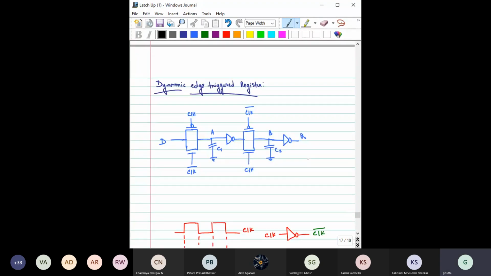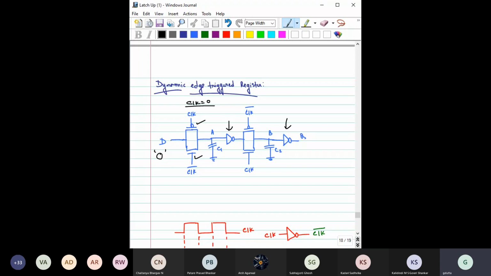For example, see this dynamic edge-triggered register. Here we have used one transmission gate, another transmission gate, this is an inverter, this is another inverter. Let's see how this circuit can operate. Say D is equal to 0 and the clock is equal to 0. When the clock is equal to 0, this transistor is on, this is clock bar, this transistor is on, right?